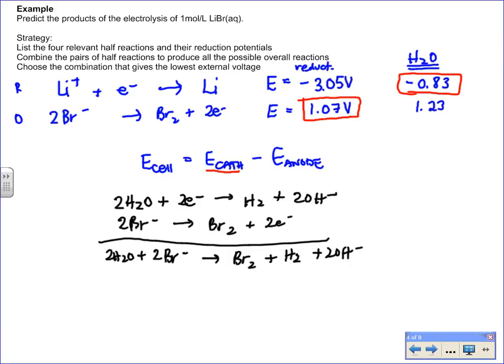And the lithium will simply be a spectator ion. It won't be produced. Which is also kind of helpful, because if you think about what would happen if lithium were produced in this reaction, lithium is reactive, and it would actually react with the water as it's being produced.